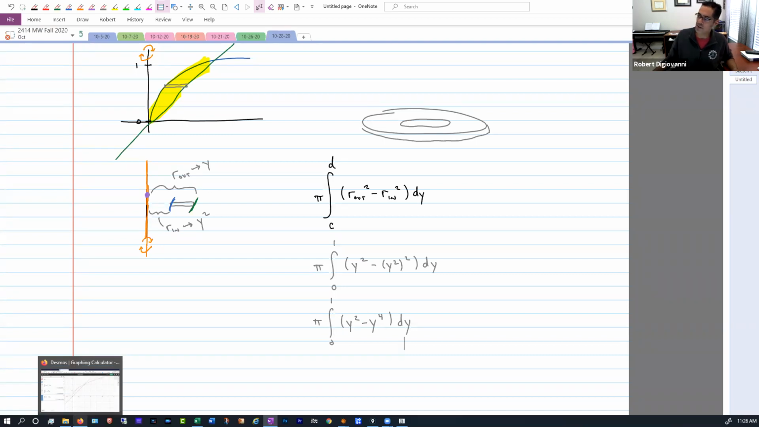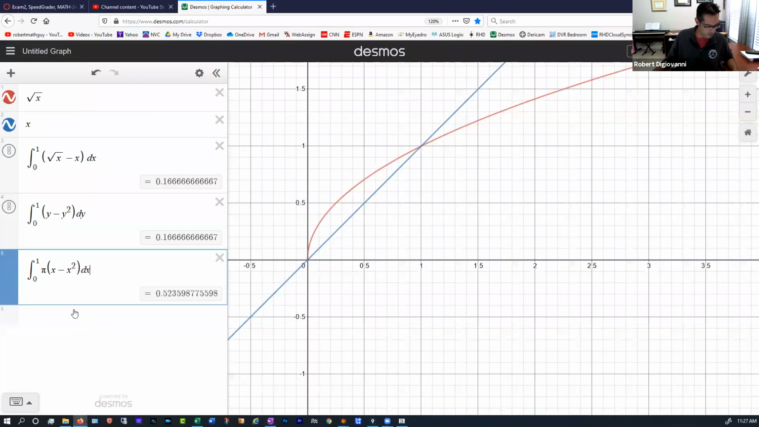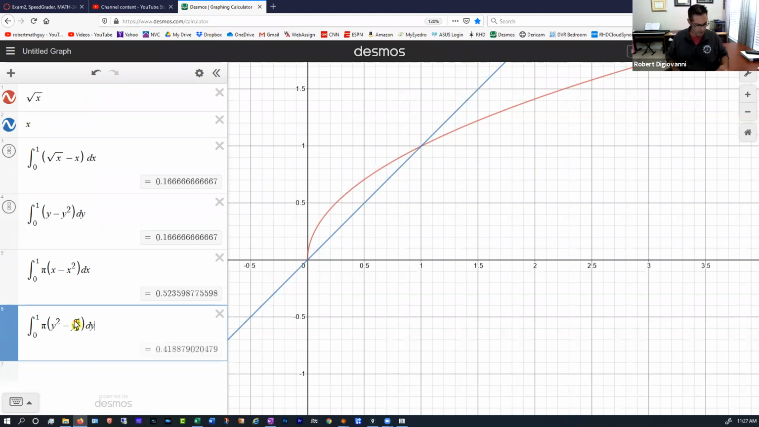We had 58% of you said that you thought it would be the same, and 42% said no. So we're about to find out. So integral 0 to 1 pi, and then it was y squared minus y to the 4th, dy, boom, 0.41887.